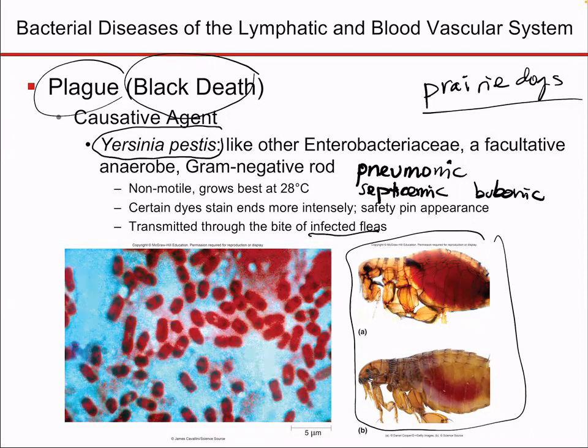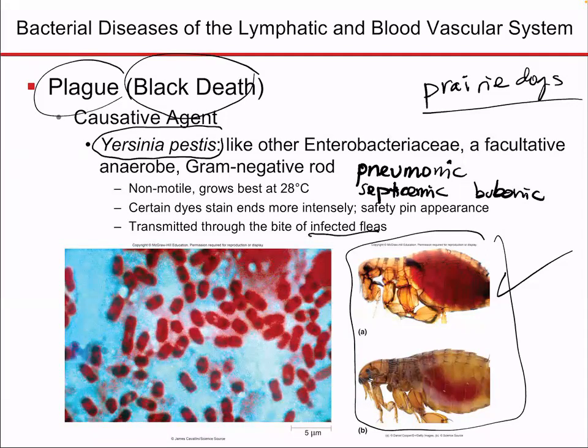It can be a zoonosis by transmission through this vector, the flea, infected fleas, or it could be airborne, and actually through droplets, directly through droplets. That's the main transmission in the pneumonic plague. And these are the ways in which the bacteria could be transmitted.